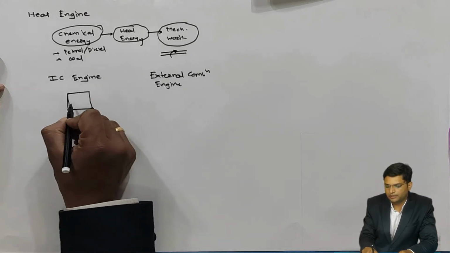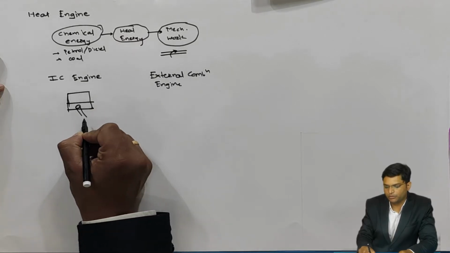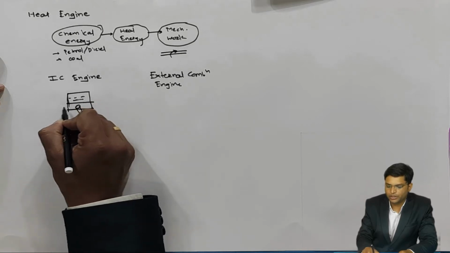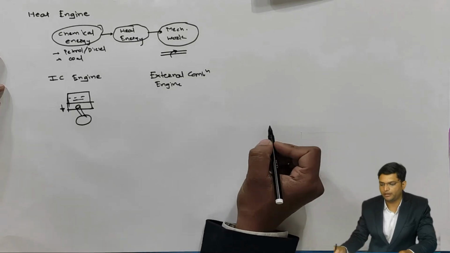There is a cylinder, and a piston which is connected by a connecting rod to the crankshaft, and the combustion products push the piston to the downward side, and then it is converted into mechanical work.